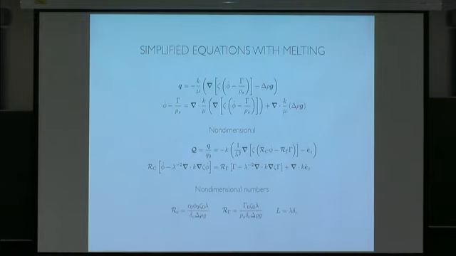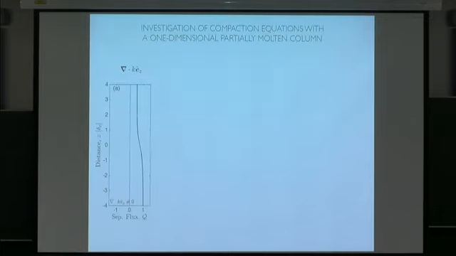Right, so take these equations and investigate the individual effect of gradients in permeability and gradients in melting rate. So this sort of term here and this sort of term here. The first column I show you is where we just consider no melting rate and there's a gradient in permeability.